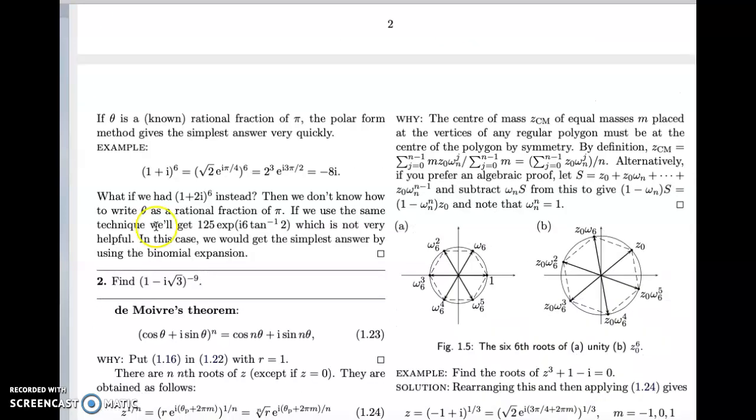So just to see how that would work. Well, if you take 1 plus i to the power 6, now if you did binomial with that, you've got 7 terms to work out. It's actually much quicker to use the polar form.